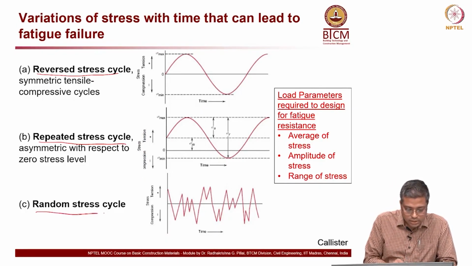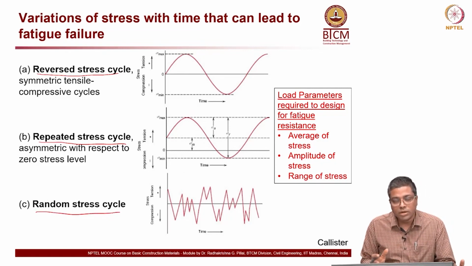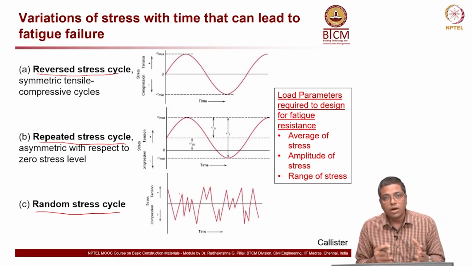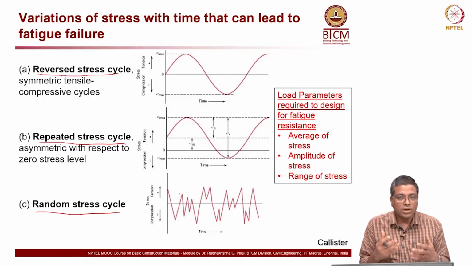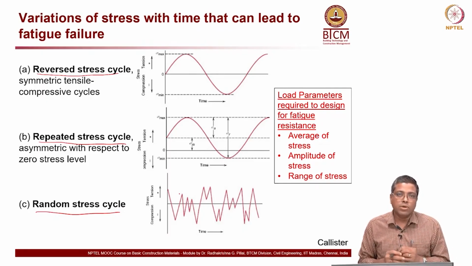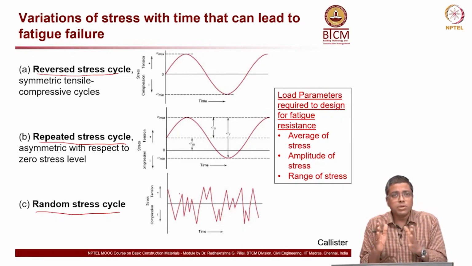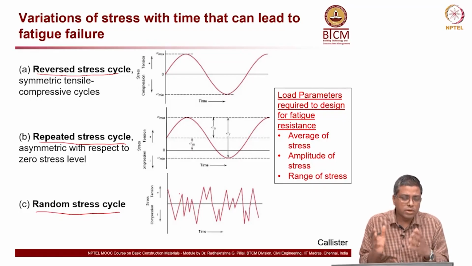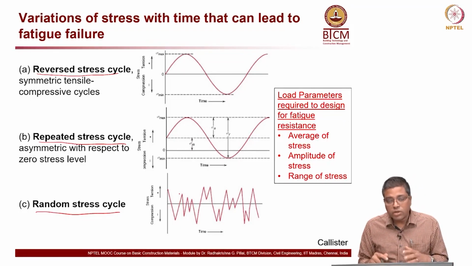And the third case is the random stress cycle, which is probably the most common in case of civil engineering structures. Okay, because most of our loads are not well defined. If you are talking about a bridge, you cannot really well define the actual load which is coming onto this particular truss element, because that depends on the type of vehicles, the weight of the vehicle, many factors play a role in that.